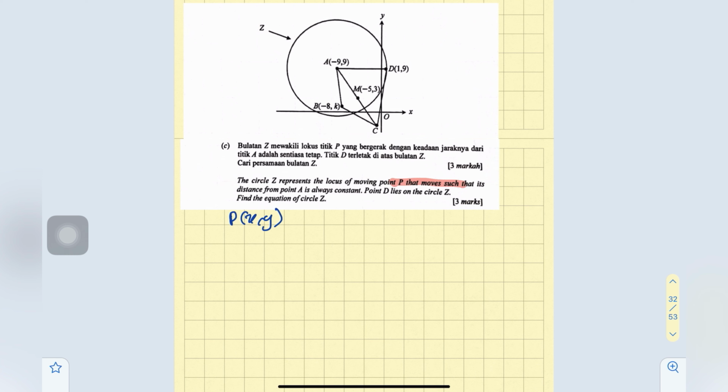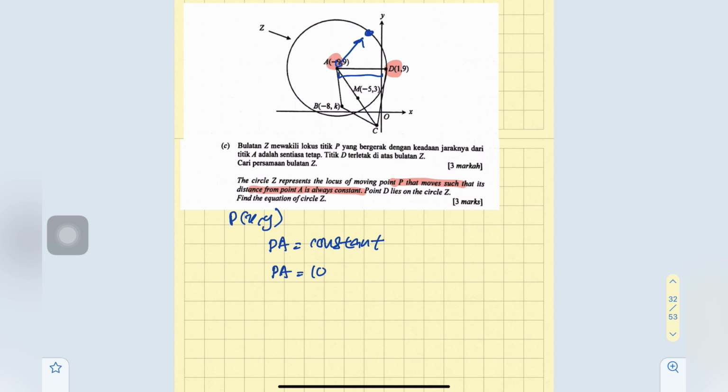Lepas tu the distance from point A is always constant. So PA equals constant. Kalau constant PA, P kat sini dekat titik ni kan. So sentiasa constant. So maksud dia punya radius lah. So radius yang paling senang kita nak cari, kita cari jarak ni. Okay, so this one -9, this one 1. So kita nak cari jarak 1 minus -9. So 1 plus 9 is 10. So radius dia 10. So distance PA equals 10.